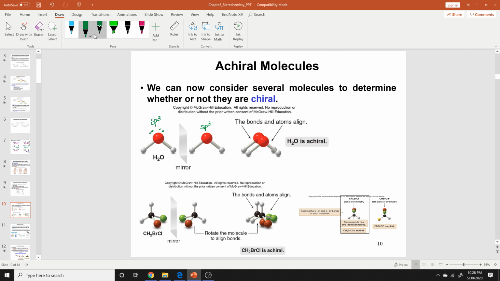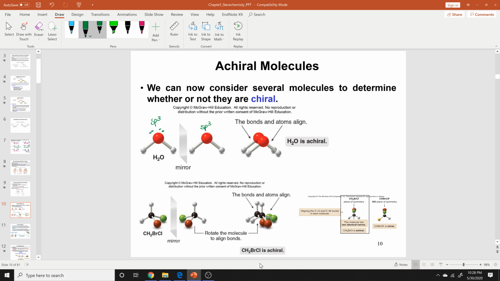If you have your molecular models with you, please go ahead and build these two sets in here and see that you can simply do a simple rotation and the bonds align. And if they do so, then the molecule is not going to be chiral. It's going to be achiral or non-chiral. These are the two terms normally that we use.